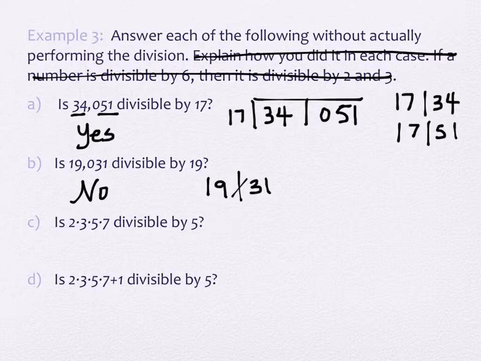Okay, letter C. Please do not multiply that out. That would be highly inefficient. You have the number that is 2 times 3 times 5 times 7. And the question is, is it divisible by 5? The answer is automatically yes. Why?